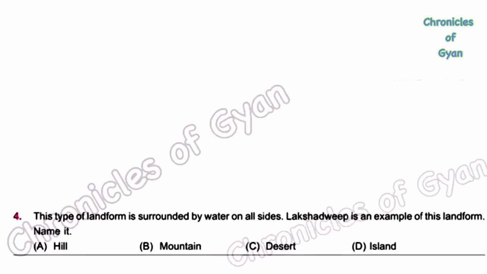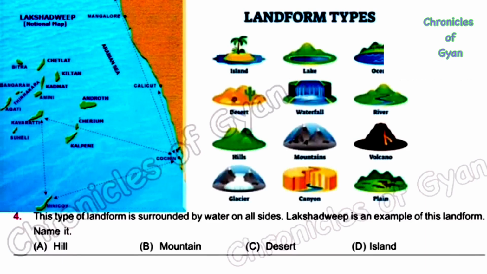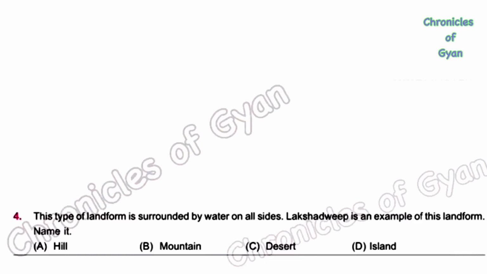Question 4. This type of landform is surrounded by water on all sides. Lakshadweep is an example of this landform. Name it. Correct answer is option D, island. Island is surrounded by water on all sides. It means tapu in Hindi.